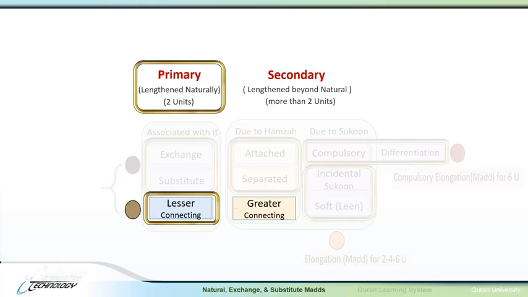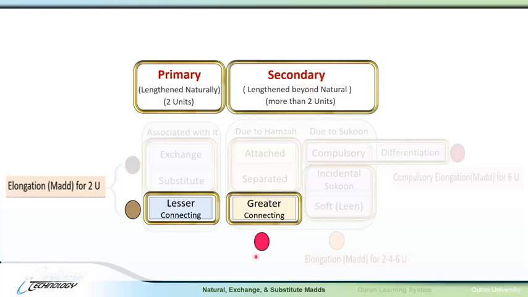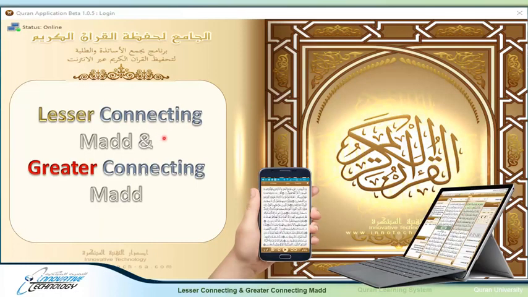Now, in this lesson, we're going to concentrate on the lesser connecting med, which is a type of the primary med, given the color brown in Mus'haf al-Tajweed and is elongated for 2 units. And we're going to correlate the lesser connecting to the greater connecting med, which is a type of the secondary meds, and is given the bright red color, for which it is to be elongated for 4 to 5 units. So this lesson is dedicated to learn the lesser connecting med and the greater connecting med.